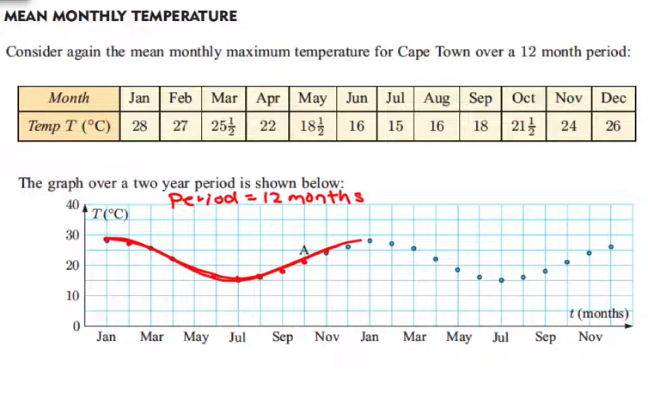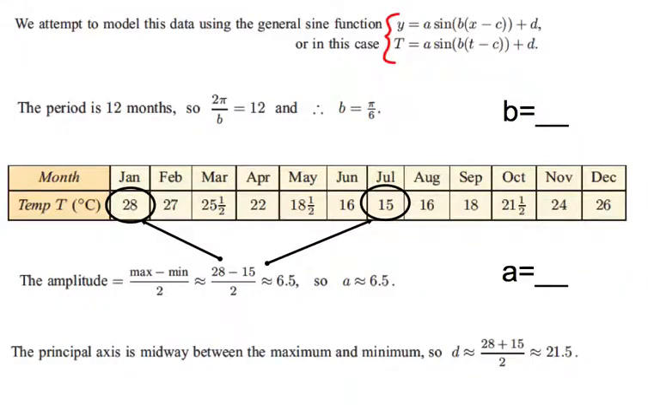So if you remember, how do you find the b in a sine function? 2 pi over b. Well, we know this is 12. So on the next slide, we go back. They say 2 pi over b equals 12. And we're going to take the time to solve it on another problem. I'll kind of go through this. So our b value is pi over 6. So we know our first piece of our sine function.